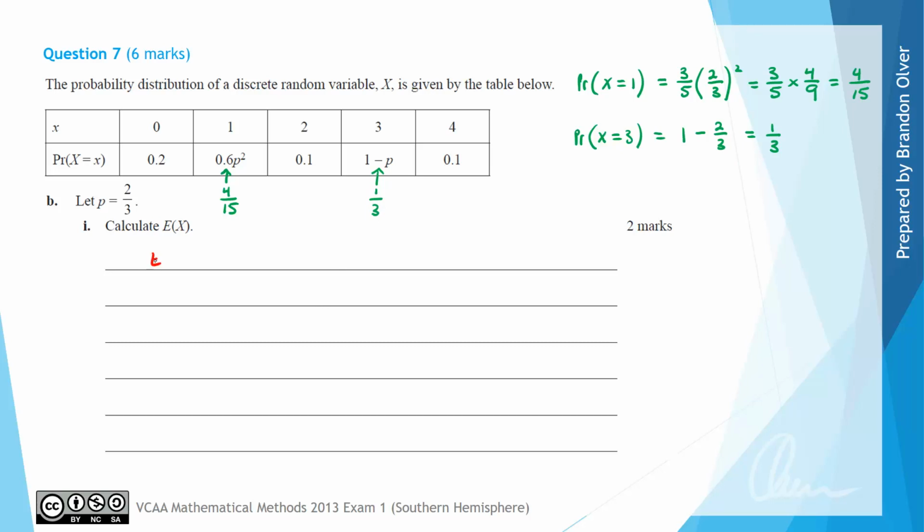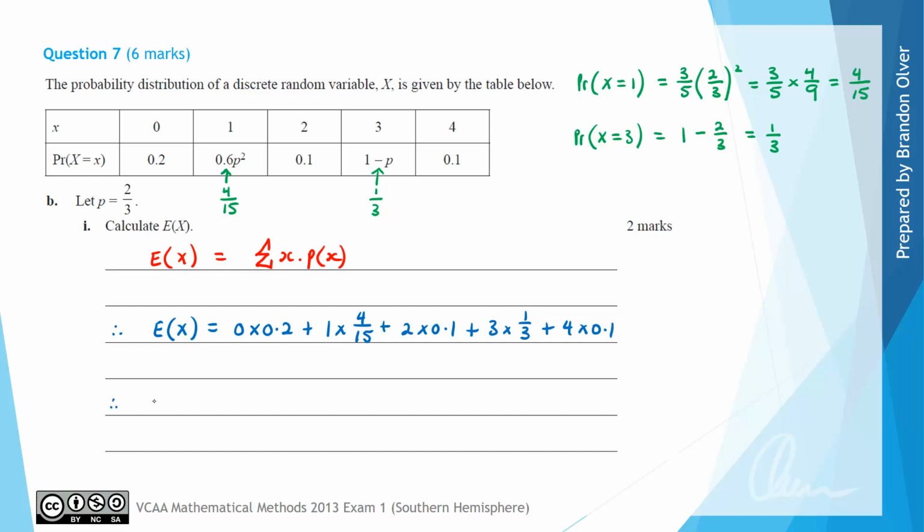So the expected value of x, we know that that can be calculated by taking the sum of x times the probability associated with x. So therefore the expected value of x for this question is going to equal 0 times 0.2 plus 1 times 4 on 15 plus 2 times 0.1 plus 3 times 1/3 plus 4 times 0.1.